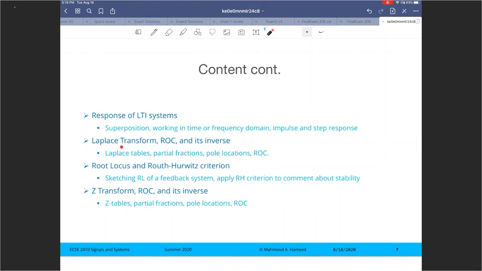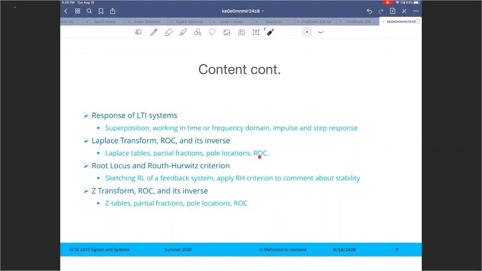Next, we come to Laplace transform, region of convergence, and finding its inverse. This involves being able to use the Laplace tables, being able to perform partial fractions, being able to sketch the pole zero diagram, and from the location of the poles, being able to comment about stability, and from the partial fractions and the ROC, being able to comment about whether the signal is right-sided, left-sided, whether it's a vertical strip, or there's no region of convergence at all, right? So we looked at a lot of rules here.